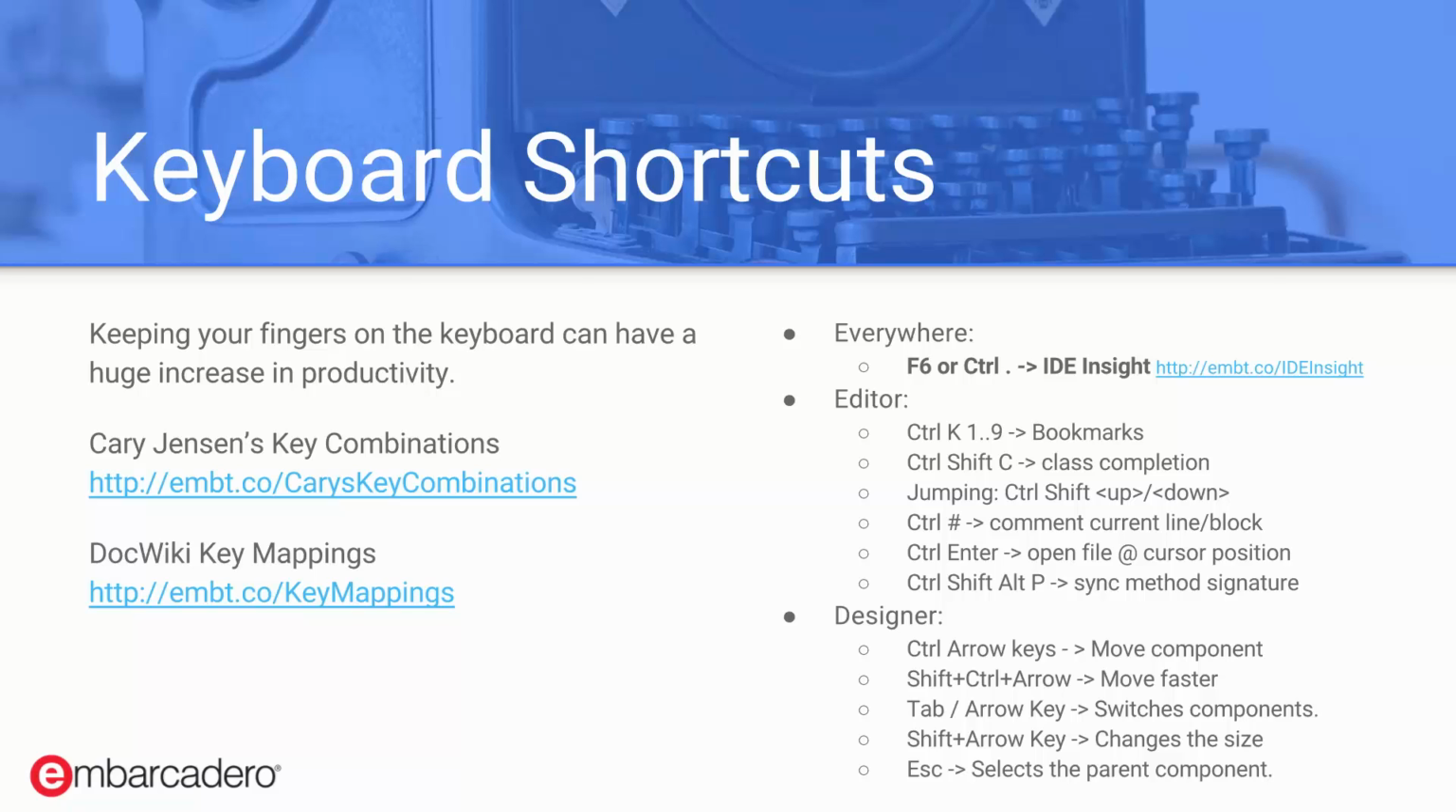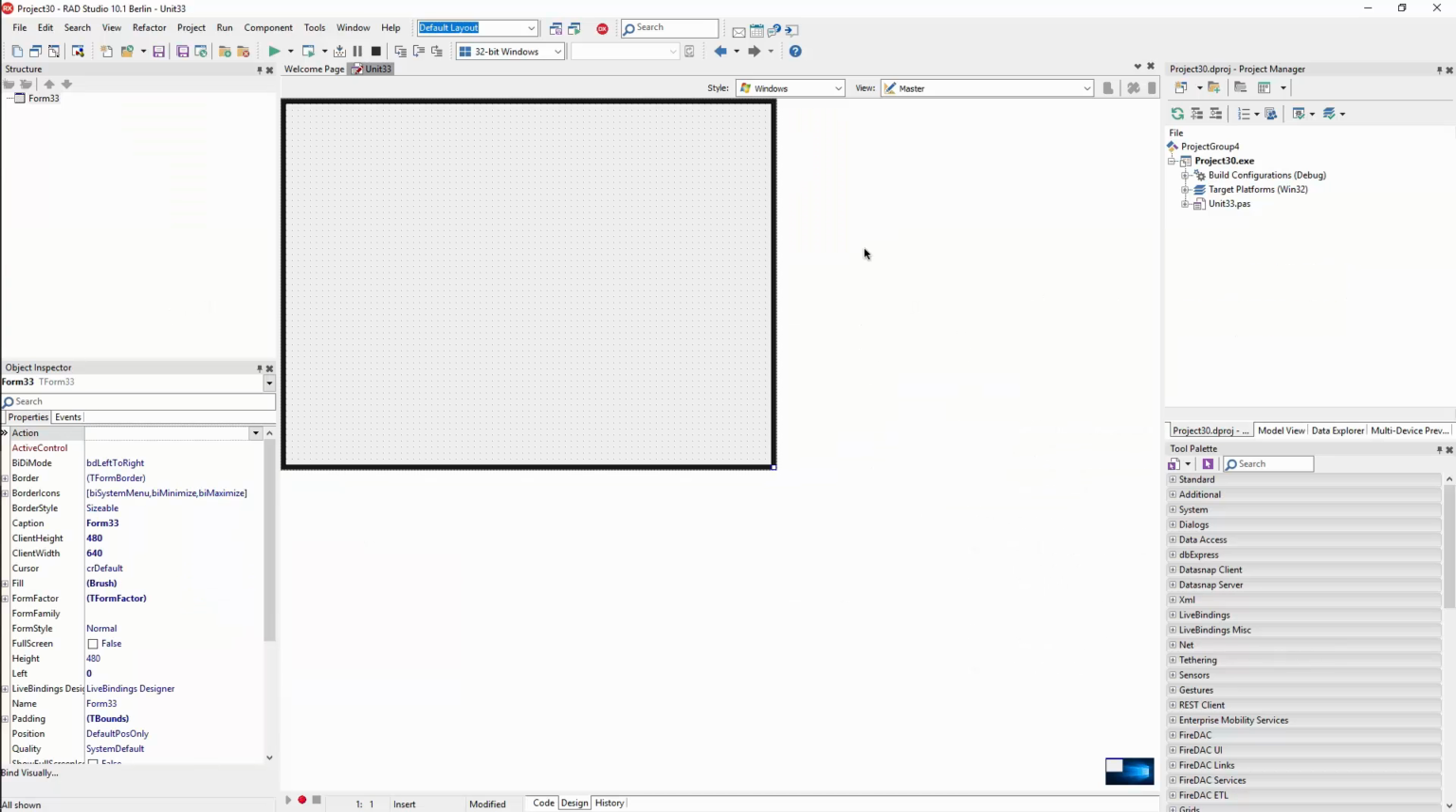But I'm going to talk about some other options as well, just because, hey, we like our options. There are 3 ways to get to IDE Insight. You can click in this little search box here. This is the IDE Insight box. I'll move it over there so it's a little more obvious.